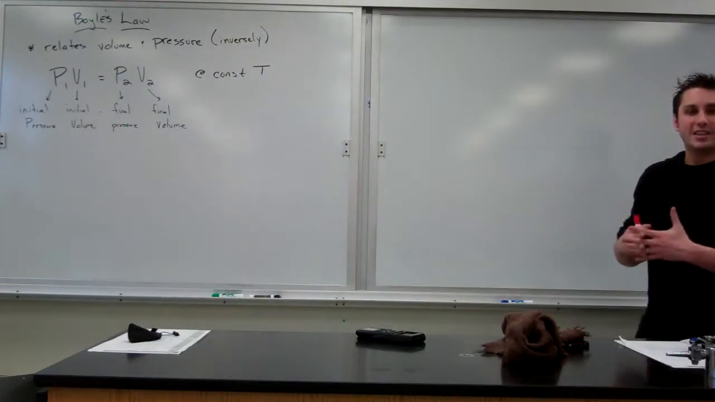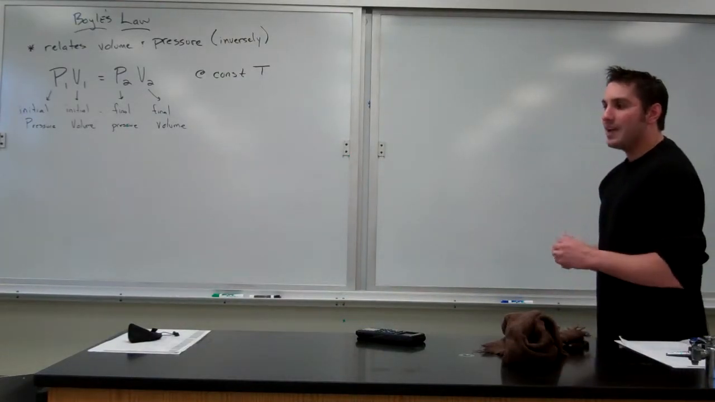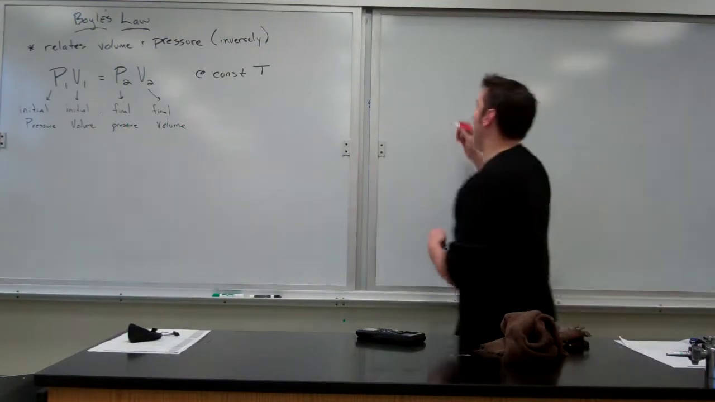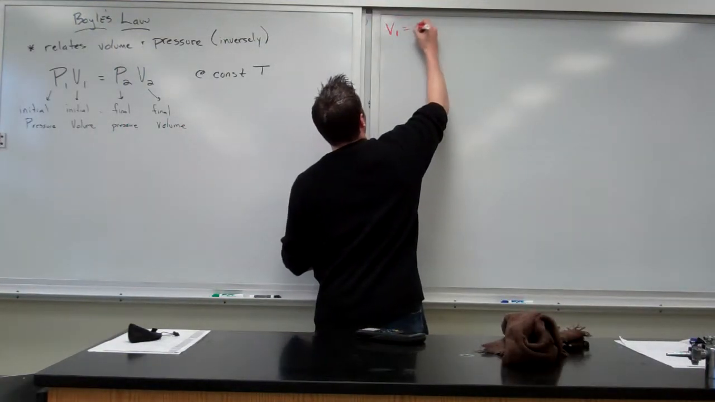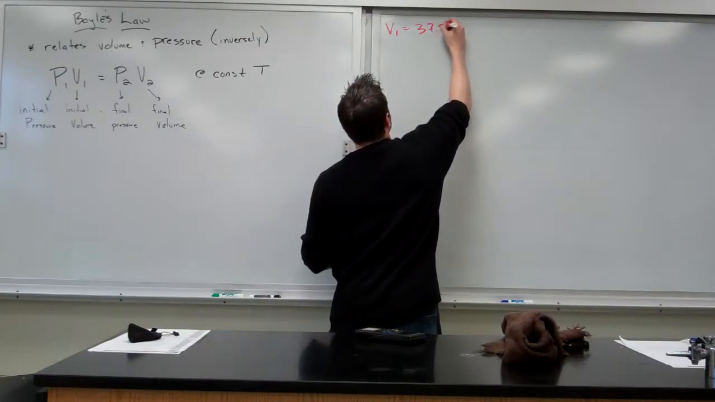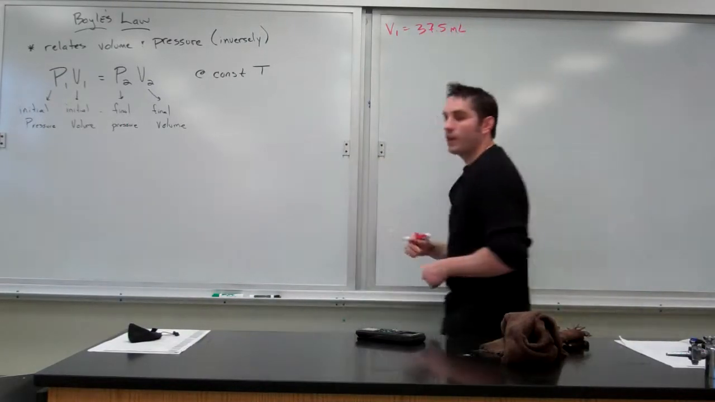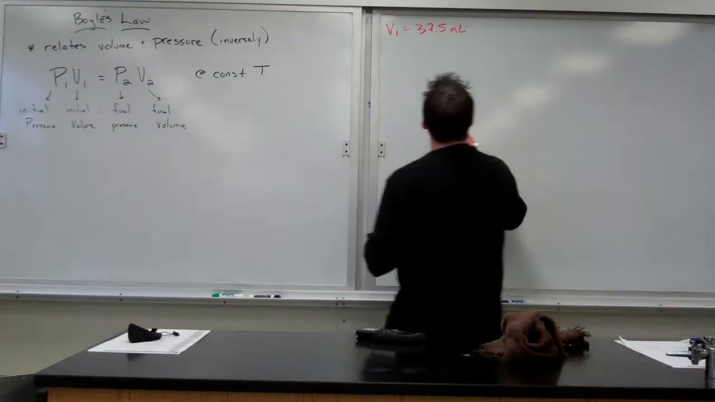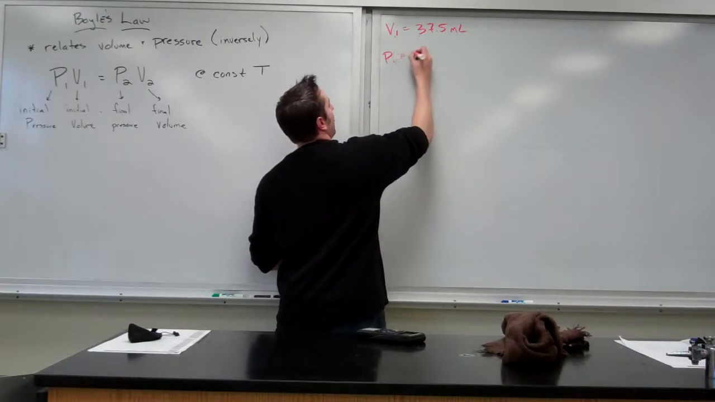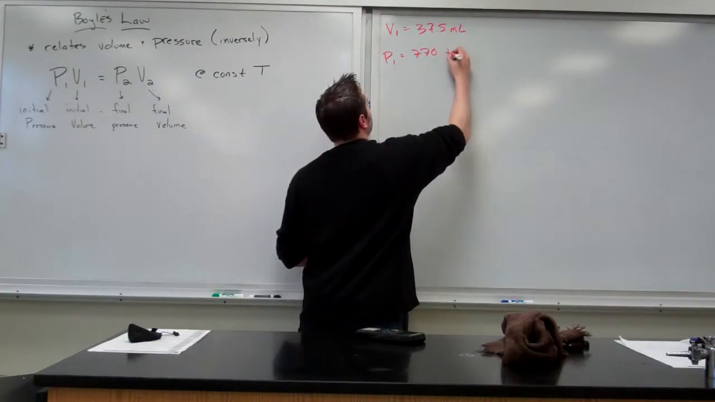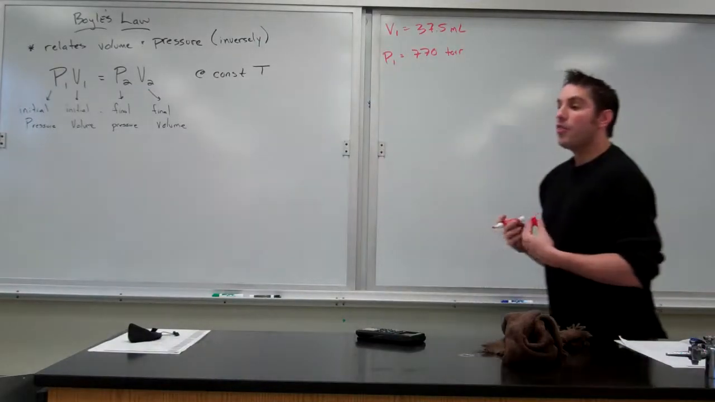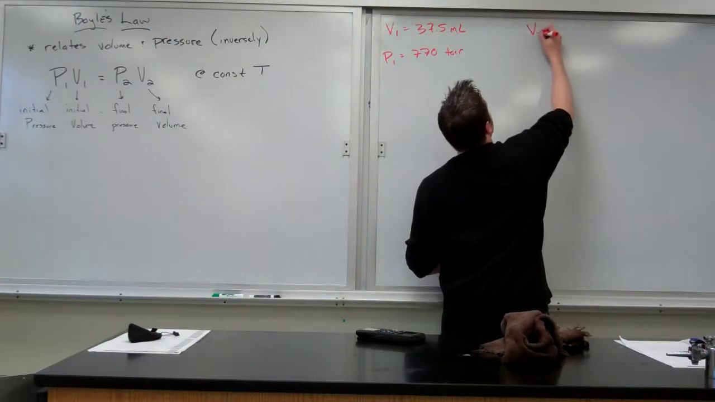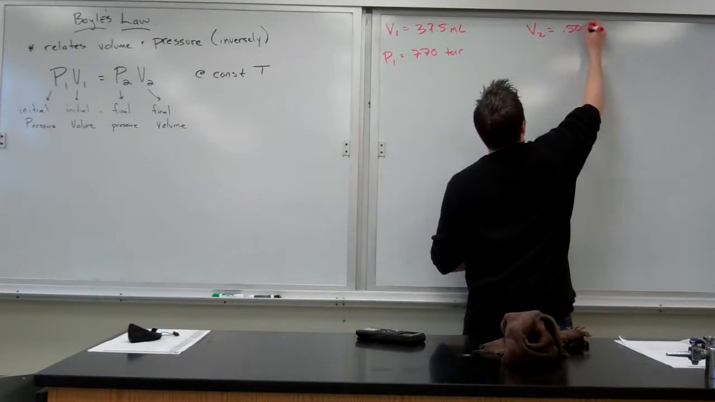First thing we do is list what each of the numbers are. First number I see is 37.5 milliliters. Milliliters measures volume. Second number I see is 770 torr. Torr is a unit of pressure, so I will call it P1. Third number I see, 0.500 liters. Liters is a volume, that is V2.